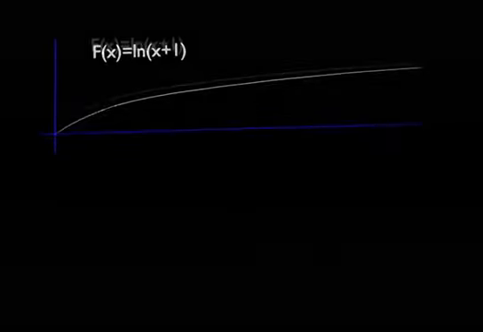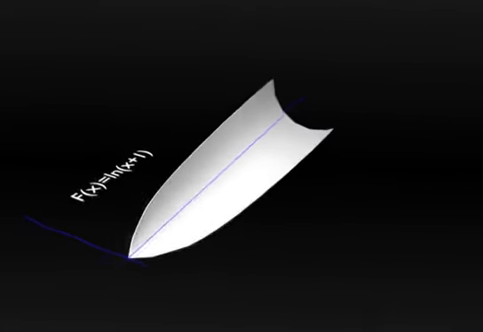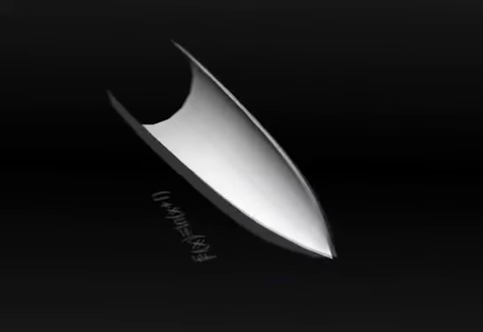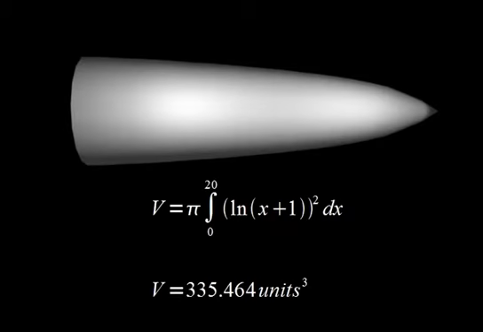Let's now rotate the function f of x is equal to ln of x plus 1 around the x-axis. In order to do this, we are going to use this method. This method uses the formula v is equal to pi times the integral from a to b of f of x squared dx. So we are going to use v is equal to pi times the integral from 0 to 20 of ln of x plus 1 squared dx. We put this in the calculator and come out with v is equal to 335.464 units cubed.